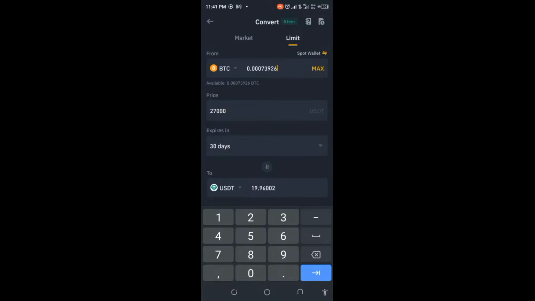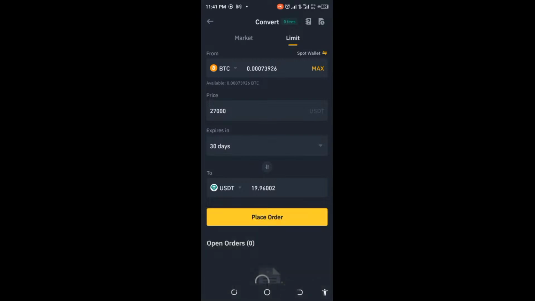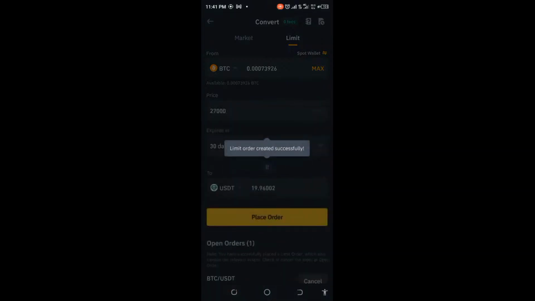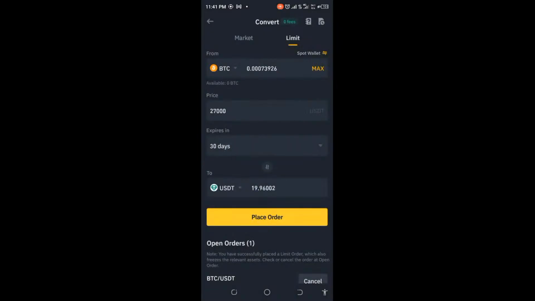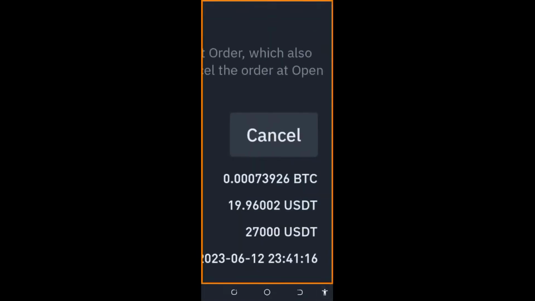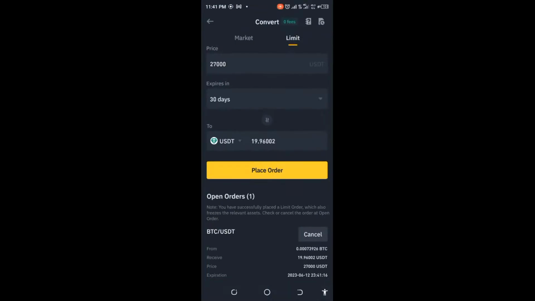Okay, if I choose this, this is going to be extra 10 cents. I'm going to work with that. So let's go ahead and place the order at 27,000. Good. Let's go ahead and do that. So this is supposed to give us 19.96, which is like 10 cents more. Well, let's see how this goes. I'll be back to give you the results.